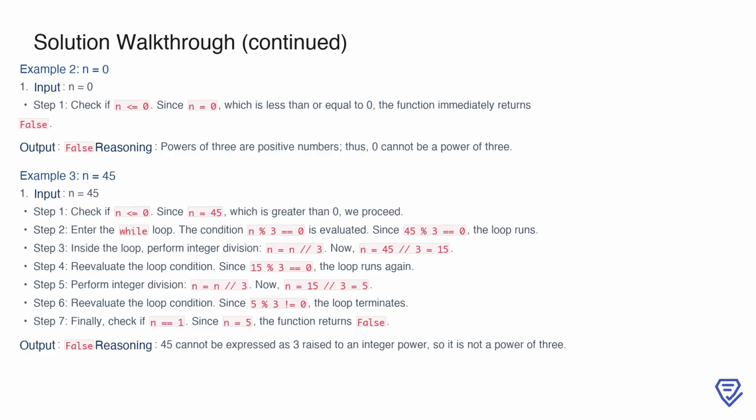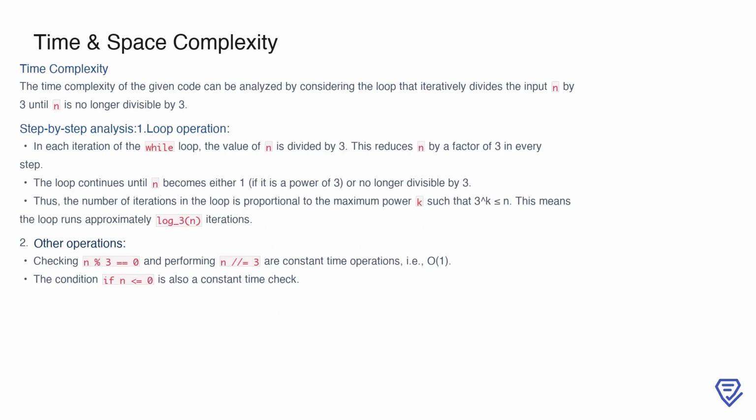power of 3. To analyze the time complexity of the given code, we start by examining the loop where the input number n is iteratively divided by 3. In each iteration of the while loop, the value of n is reduced by a factor of 3. This means that the loop will continue until n either reaches 1, if it is a power of 3, or becomes a number that is no longer divisible by 3.